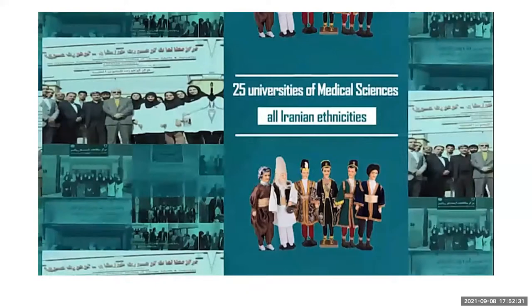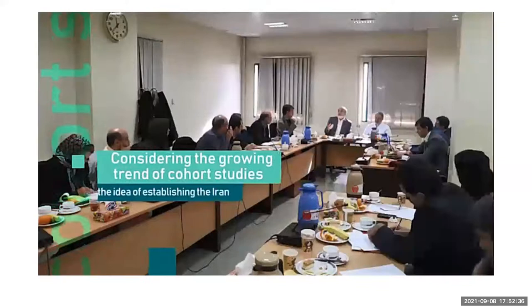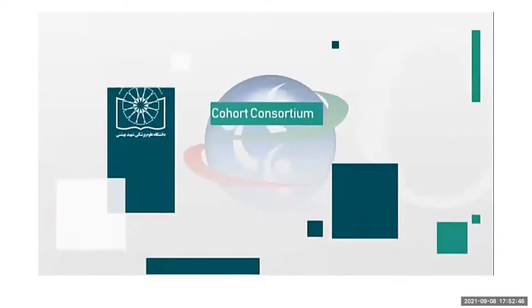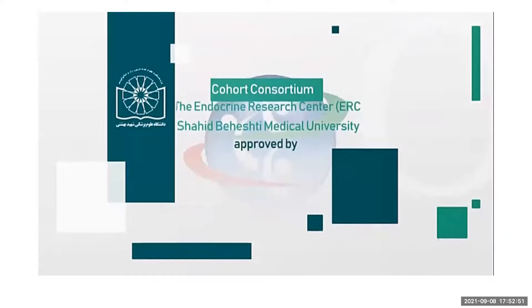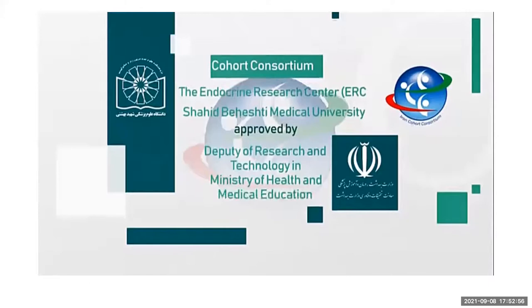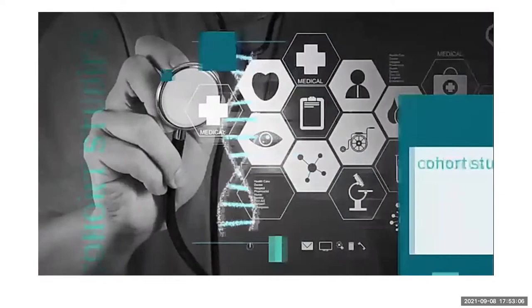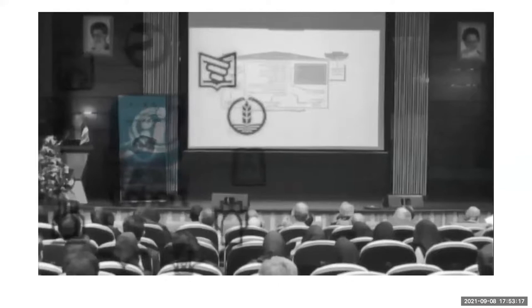Considering the growing trend of cohort studies, the idea of establishing the Iran Cohort Consortium, ICC, was introduced in 2014 by the Research Institute for Endocrine Sciences at Shahid-Behesht University of Medical Sciences, and it was approved by the Deputy of Research and Technology in the Ministry of Health and Medical Education in 2015. The Iran Cohort Consortium, ICC, is a virtual network of the Iranian population-based cohort studies and research centers with experience on related issues to enhance the power of cohort studies and direct their goals and aspiration more effectively with a view towards addressing health problem issues in Iran.